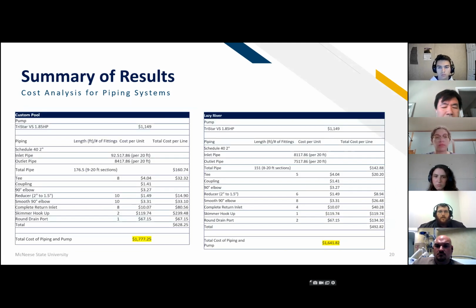And in this slide, it shows the custom pool, which is using only one pump in the determination because when they redesigned the meshes to improve their flow and circulation throughout the pools, they did not need to add any injection points. So for the custom pool on the left, it was determined that the cost for the piping system would be $1,777. And for the lazy river, which is shown on the right, it would be roughly $1,642.